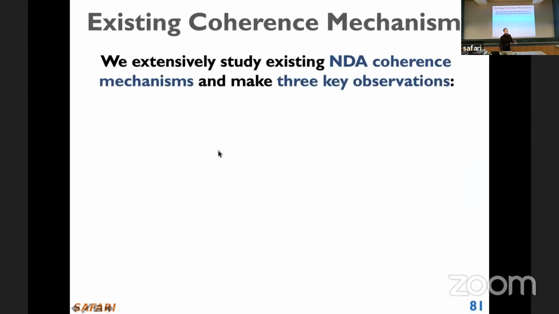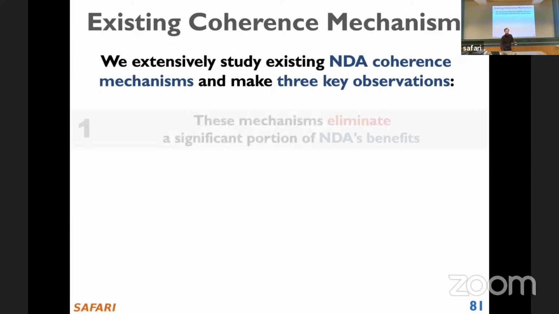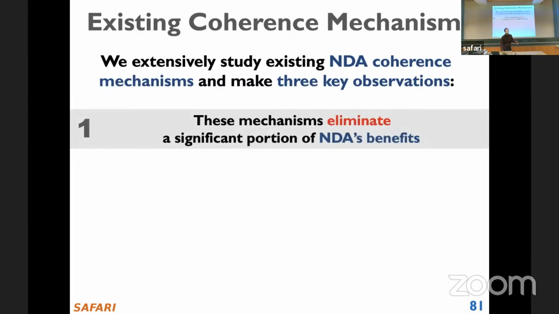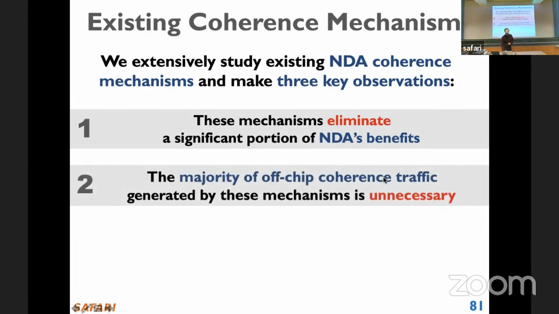So basically, this paper doesn't look at directory, but it looks at really a coherence protocol at a higher level, let's say. It looks at 3 different mechanisms, and it basically shows that a lot of the existing coherence mechanisms eliminate a significant portion of the benefits of processing in memory. And the majority of off-chip coherence traffic is actually unnecessary. So these are some of the optimizations that you can do.